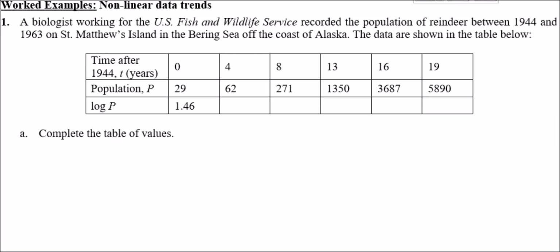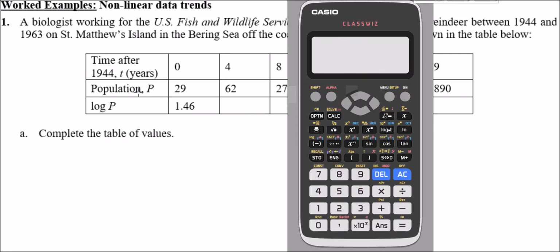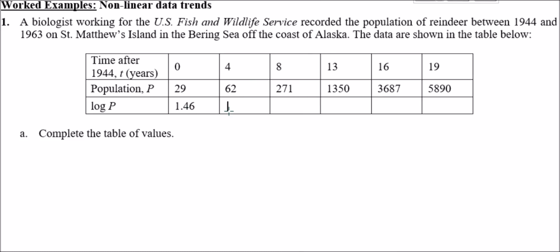Anyway, so now we just need to take log p of these values here to complete the table. So this is going to be a fairly straightforward thing to do. So next we just take log of 62. Again, because it doesn't say what base it is, we can assume it's the common log, log base 10. So log base 10 of 62 gives us 1.7923, etc. This has been given to 2 decimal places here, so I'm going to give mine to 2 decimal places too. So that's 1.79.